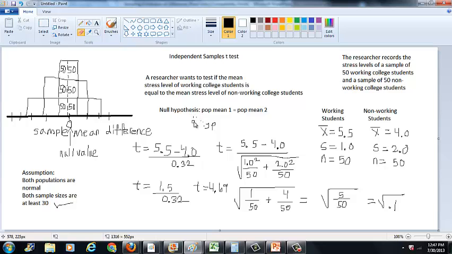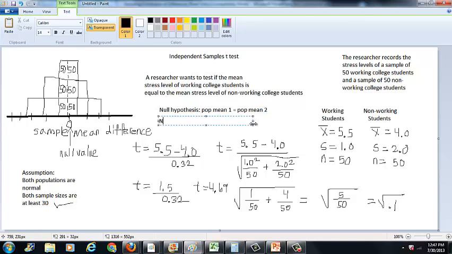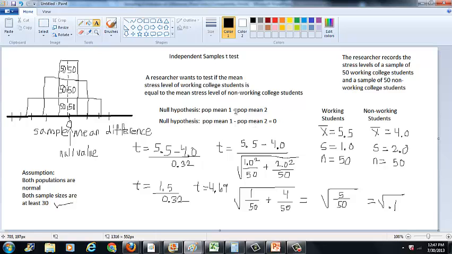Our null hypothesis says that population mean 1 equals population mean 2. Another way to write that out would be the null hypothesis says that population mean 1 minus population mean 2 equals 0. Because this is really saying the same thing as saying that the population means are equal. So when we're testing whether the population means are equal, we're testing whether the difference between the two population means comes out to 0. So this is our null value inside of the null hypothesis.